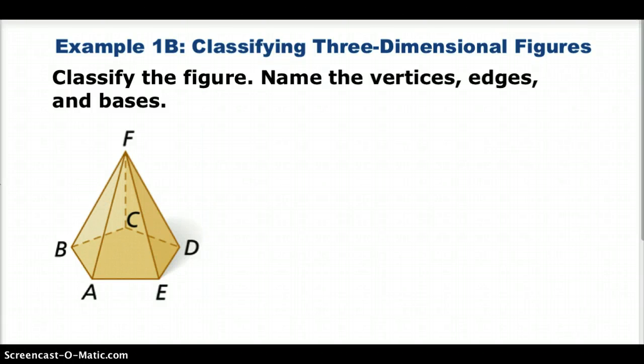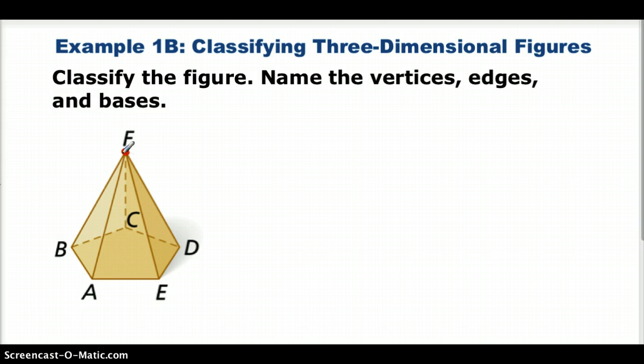We'll now quickly look at a few more examples of classifying three-dimensional figures and then naming some important parts about the figure. Okay, so this is the figure that we have. It looks like we don't really have any faces that are parallel to each other, right? So that means this is not going to be a prism, okay? But a lot of these faces come to a point right up here at F. Right, so to me this almost looks more like a pyramid, right?